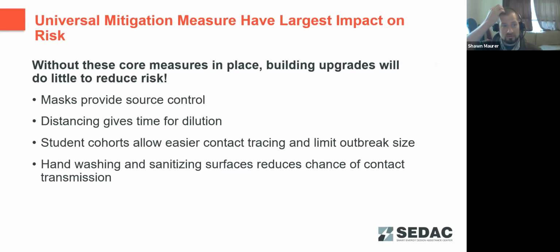So to wrap up, our universal mitigation measures have the largest impact on your transmission risk. They are the key things to make sure that you're going to reduce transmission risk within your facilities. Without masking, distancing, cohorting, hand washing, any building measures that you add to the building are going to have limited impact on your reduction in transmission risk. It's very important to have source control and distancing to allow dilution to happen in order to mitigate risk.